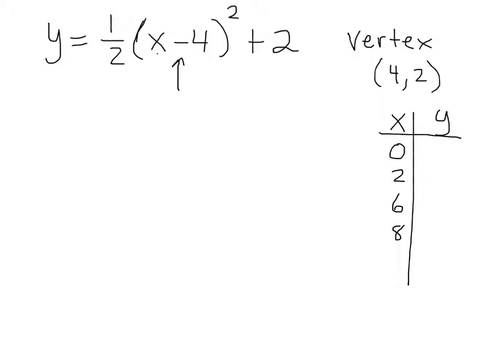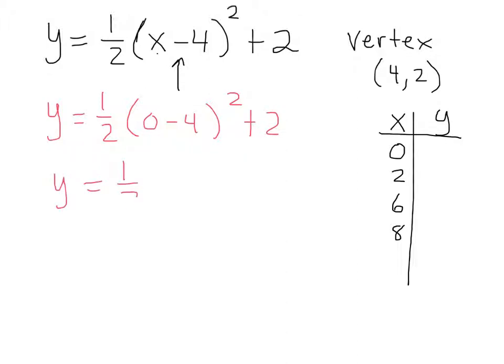So I'm going to plug 0 in. So I have y equals 1/2 times (0 minus 4) all squared plus 2. So that's y equals 1/2. Now 0 minus 4 is negative 4, and negative 4 squared is 16. So I'm asking half of 16 plus 2. So y equals 8 plus 2 is 10. So when I plug in 0, I get 10 out, don't I? Okay, so y'all plug in 2, 6, and 8 for me.